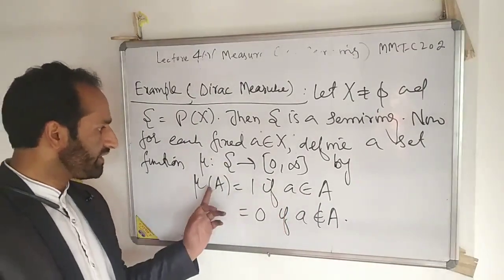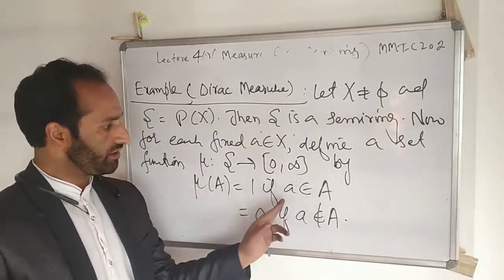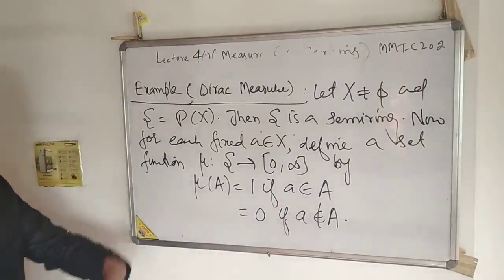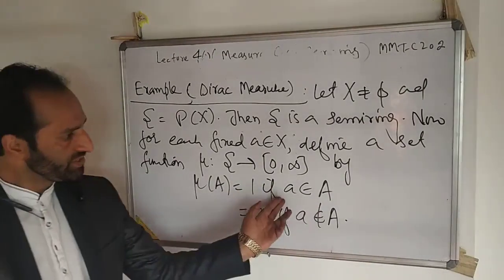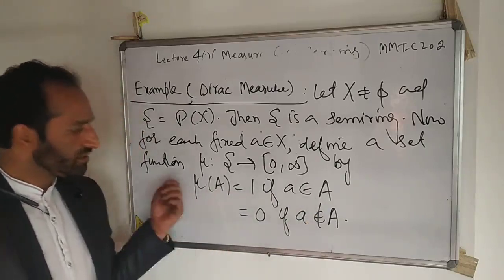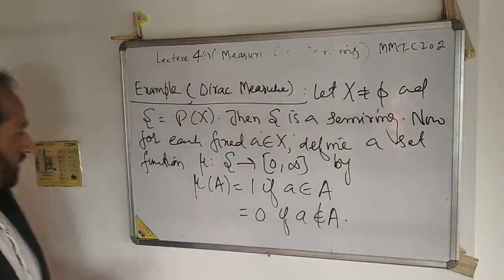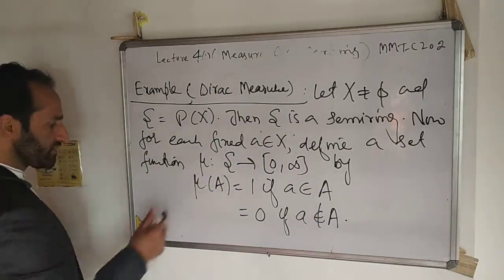In fact it's a set, but it depends upon this point a, whether a belongs to A or a is not in A. Whenever it is in A, we take its value equal to 1. Whenever it is not in A, we take its value equal to 0. So we show that this mu is a measure.